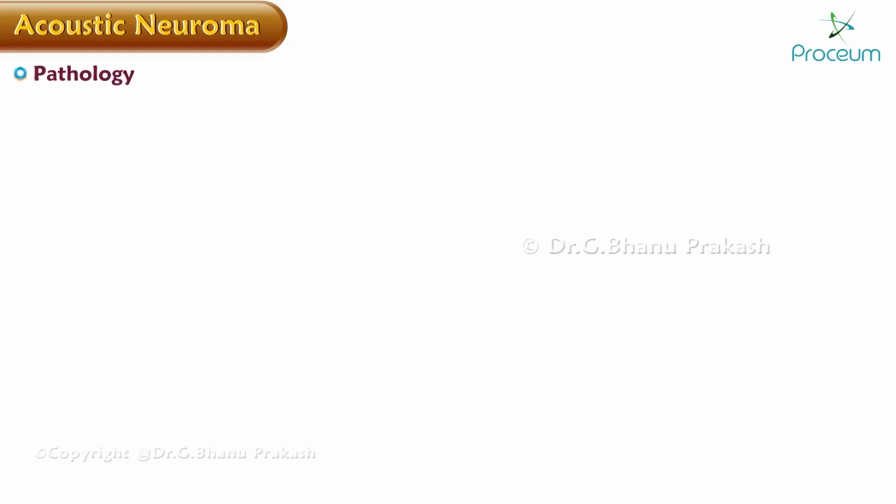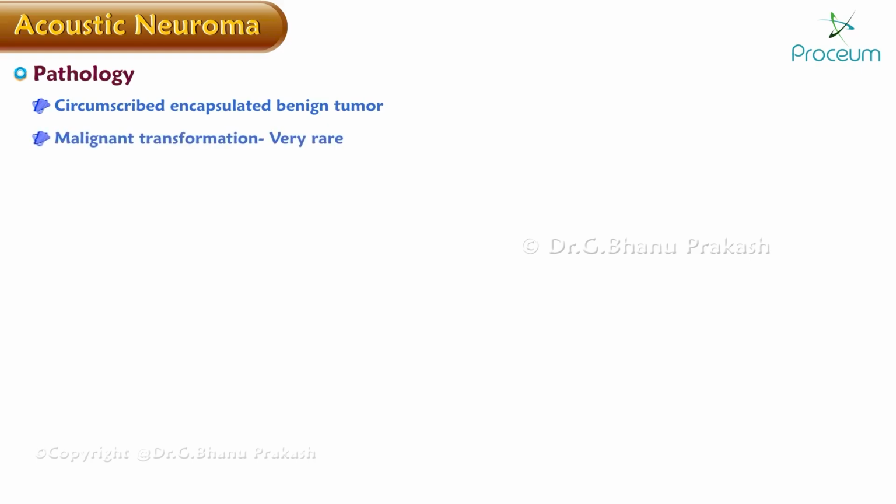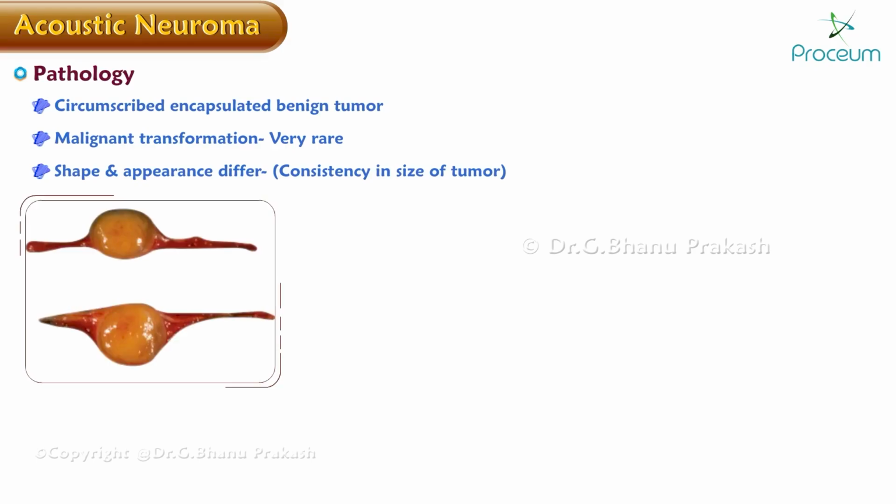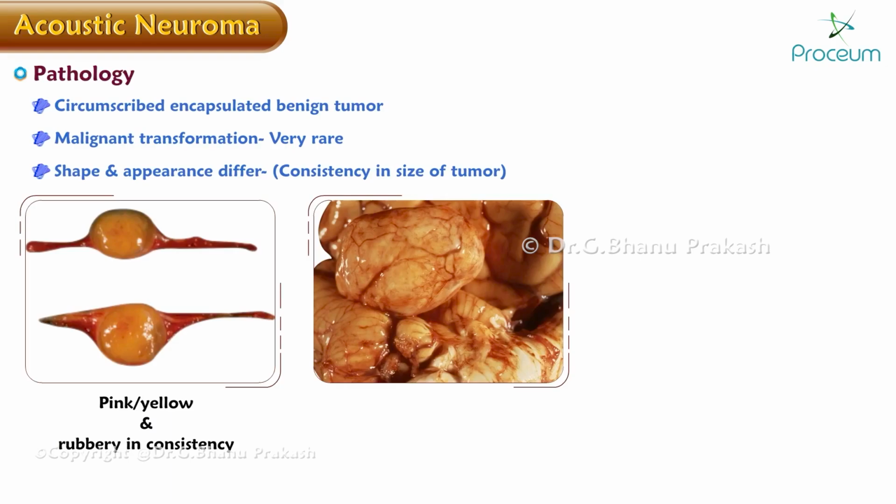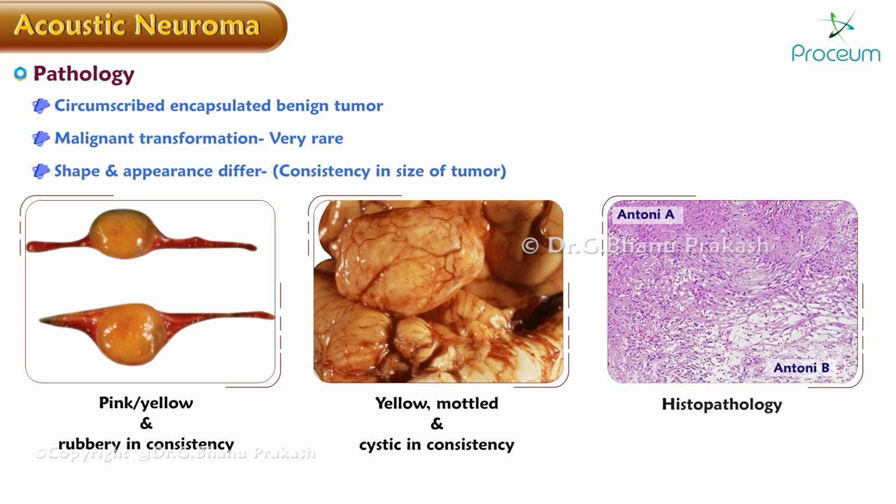Pathology. It's a circumscribed, encapsulated benign tumor. Malignant transformation is very rare. The shape and appearance differ according to the consistency and the size of the tumor. Small tumors are usually pink or yellow and rubbery in consistency, whereas large tumors are more yellow, mottled, and cystic in consistency. Histopathologically, it's composed of Antoni A fibers, which are compact and cellular, and Antoni B fibers, which are loosely packed and less cellular.